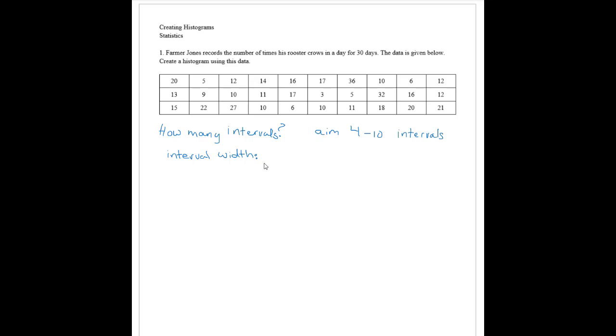To do this, I'm going to take the largest number, which is 36, and I am going to subtract the smallest number, which is 3, and divide that by 5. 36 minus 3 is 33, and 33 divided by 5 is 6.6. We're going to round this up to 7.